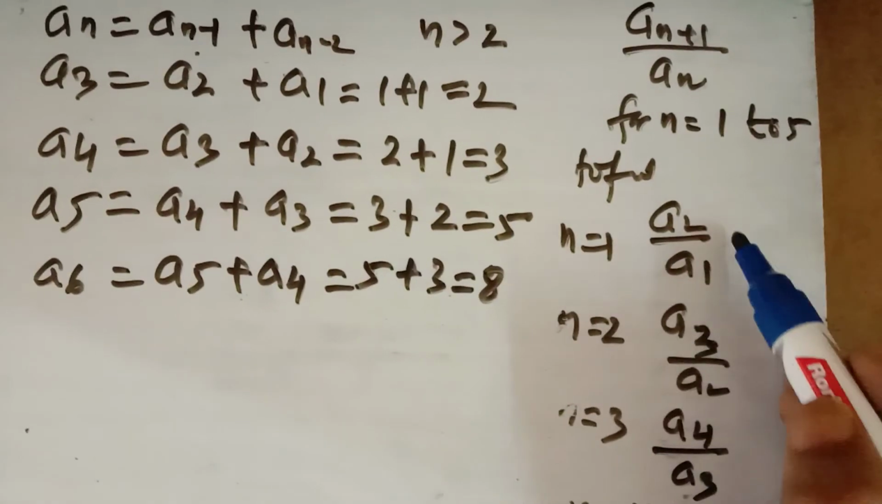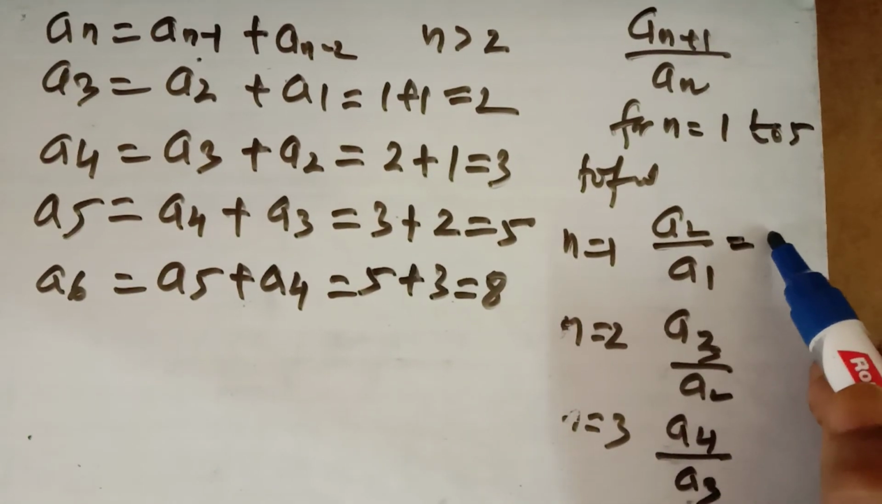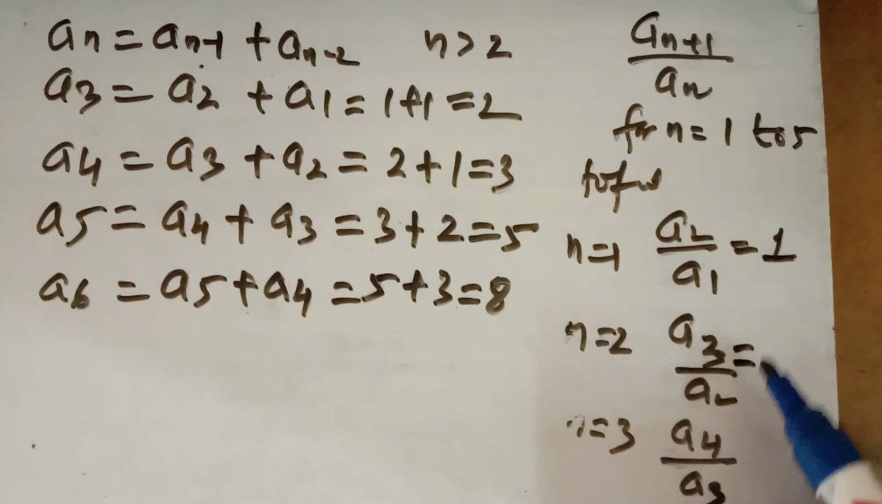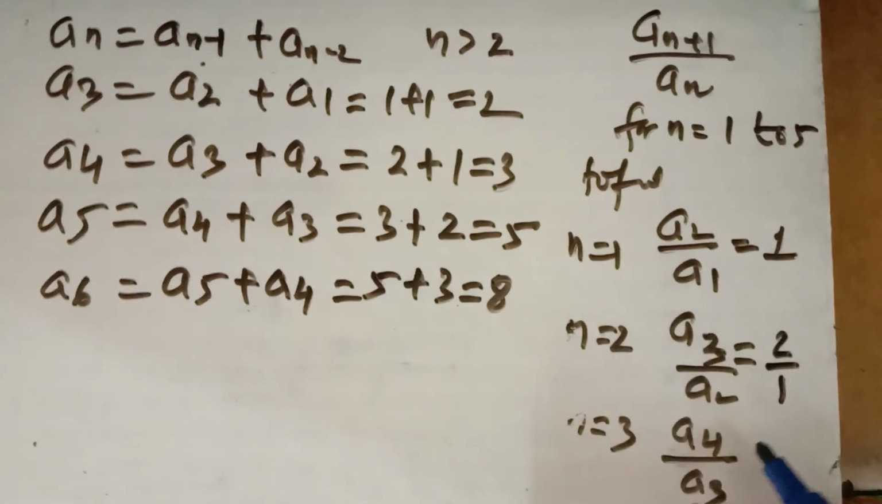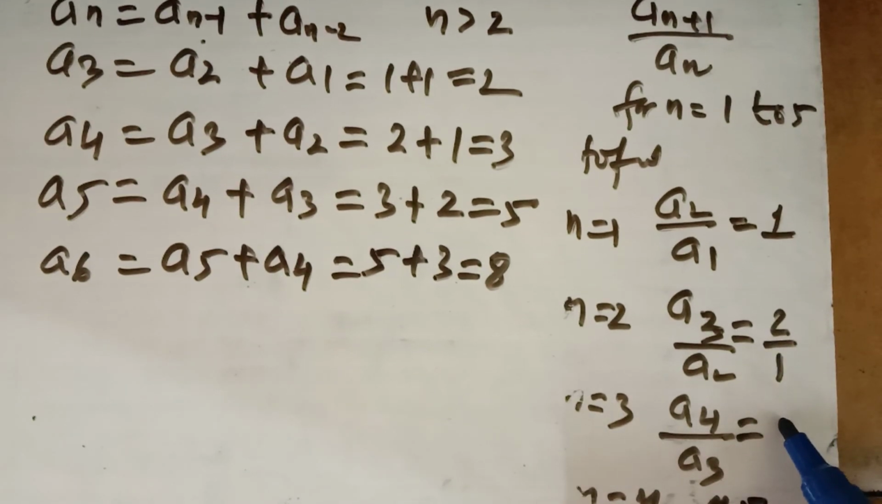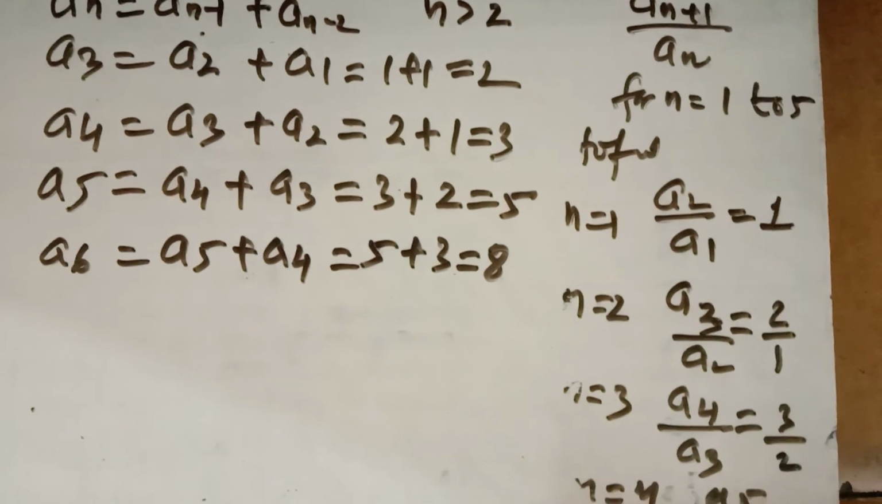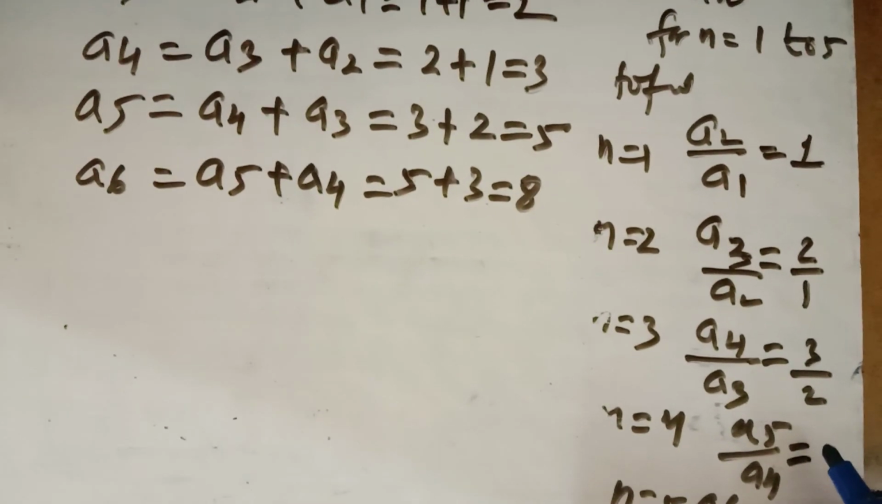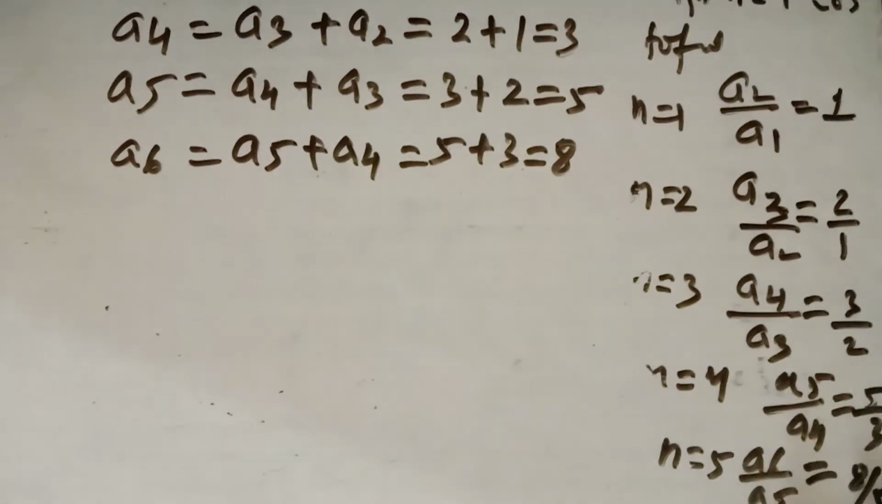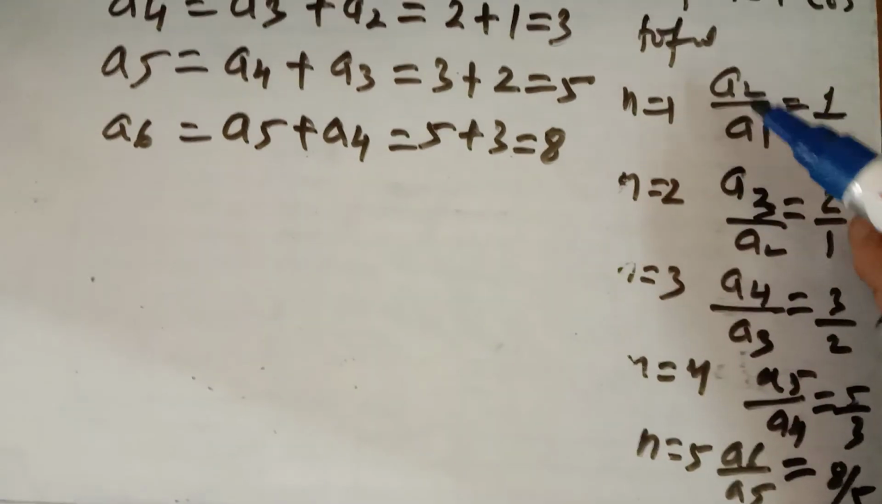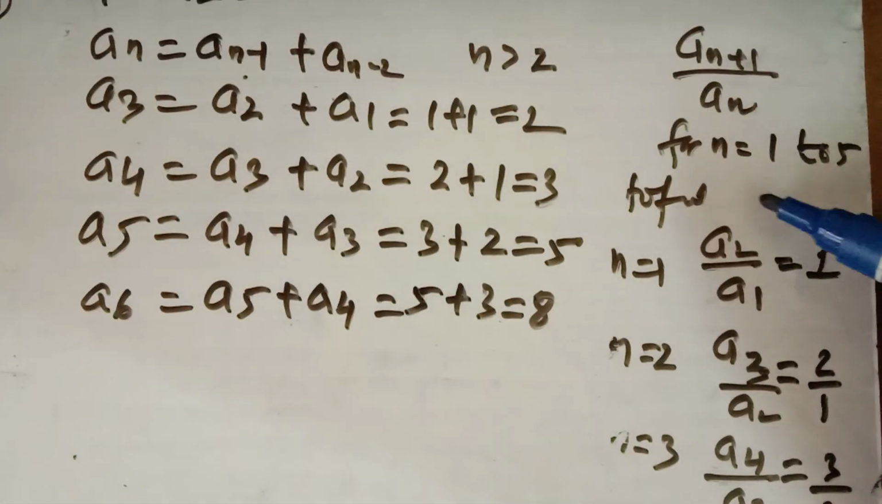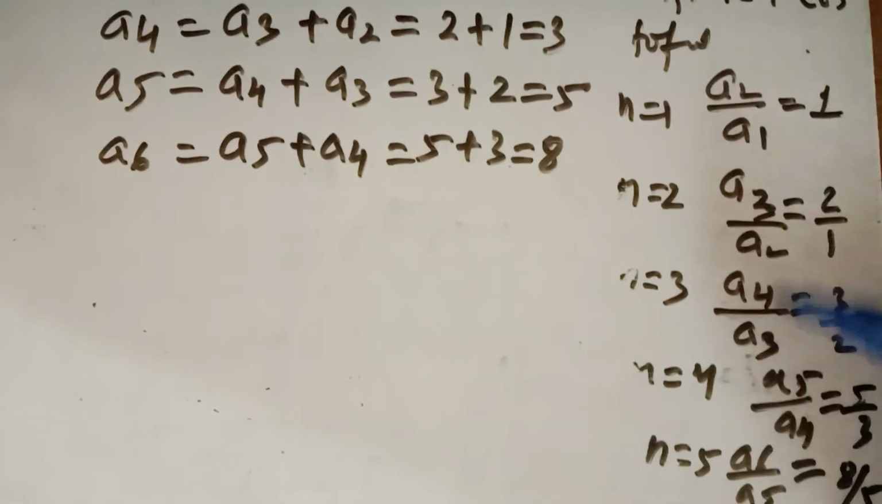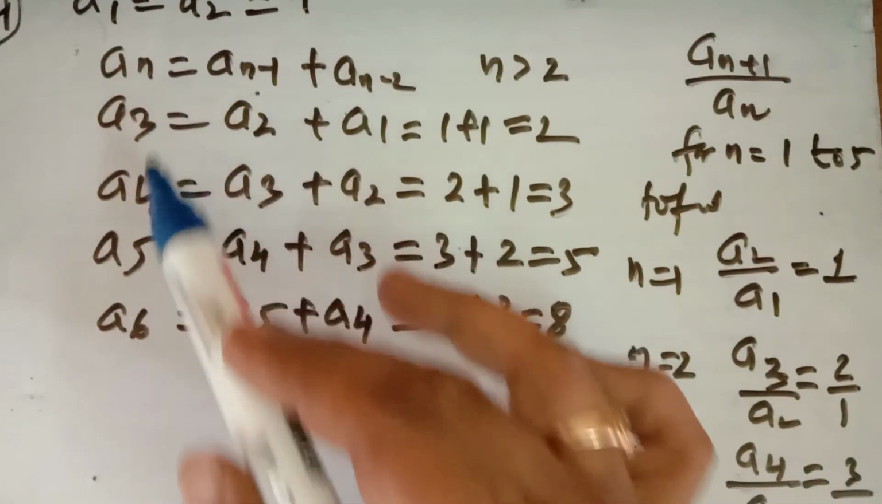Now you can put these values. For n equal to 1, a2 upon a1 that is 1 upon 1, a3 upon a2, a3 is 2 upon 1, a4 upon a3 that is 3 upon 2, and a5 upon a4 that is 5 upon 3 and a6 upon a5 means 8 upon 5. So this is the way you have to do this question. You have to find a(n plus 1) upon a(n) for n from 1 to 5. So first write n from 1 to 5. You need to find the ratio up to a6, so you will find these values up to a6.